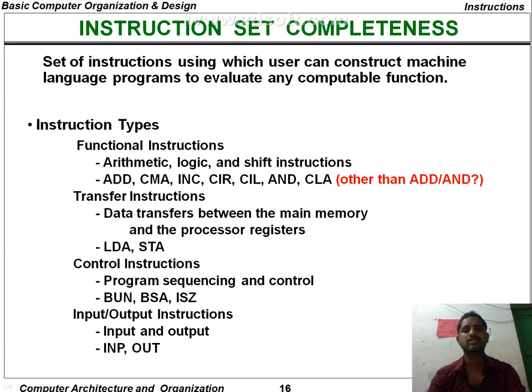That is the functional instructions, that is arithmetic, logic, and shift instructions: ADD, CMA, INC, CIR, CIL, and CLA, other than ADD or AND. Okay, these are the functional ones. So what is the functional? These are arithmetic, logical, or shift instructions: ADD, CMA. See, what is the CMA here?